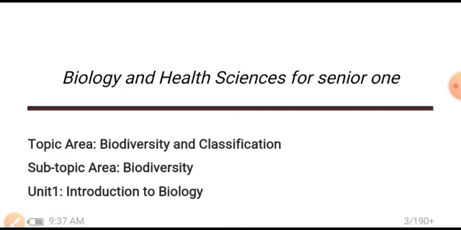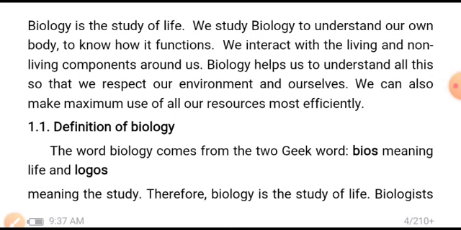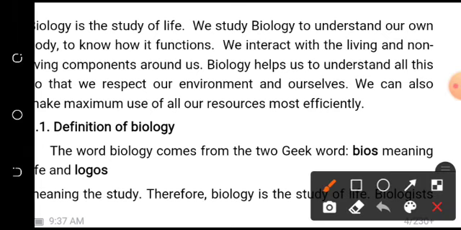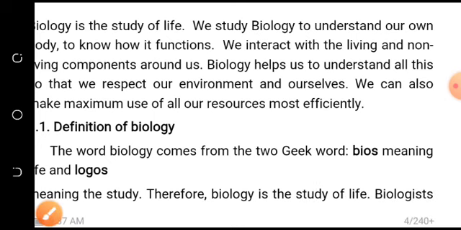The first is biodiversity and classification. In this topic, we'll discuss subtopics, starting with unit 1, which includes the introduction to biology. And here is where we are going to start. So, welcome, let's go on. Here, as you see, you can ask yourself, what is biology?